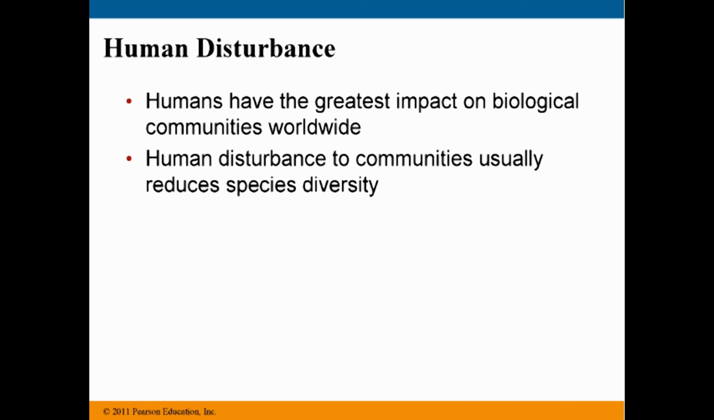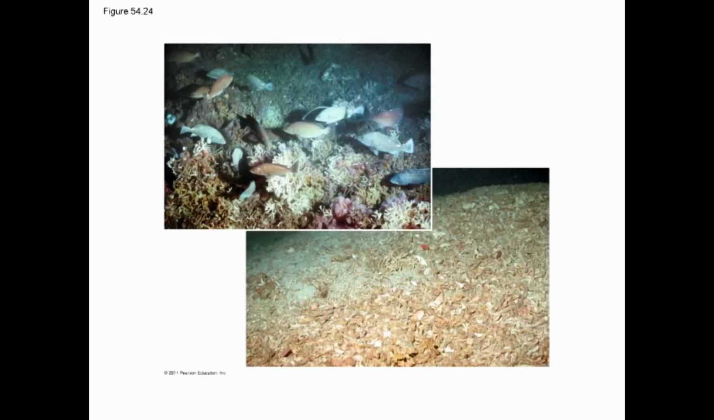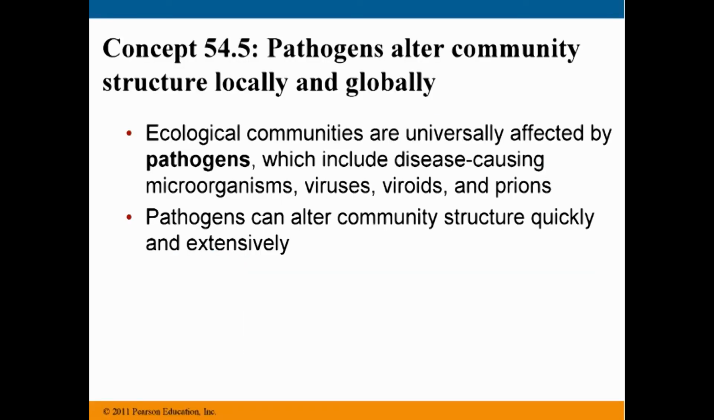Okay, human disturbance is huge. So humans definitely have the greatest impact on biological communities worldwide. Human disturbance to communities is going to reduce species diversity as a whole. Okay, so kind of keep that in mind. Here we've got a coral reef. Thanks to humans, we've gone from this to this in a fairly short amount of time. So species diversity has dropped tremendously in this area.